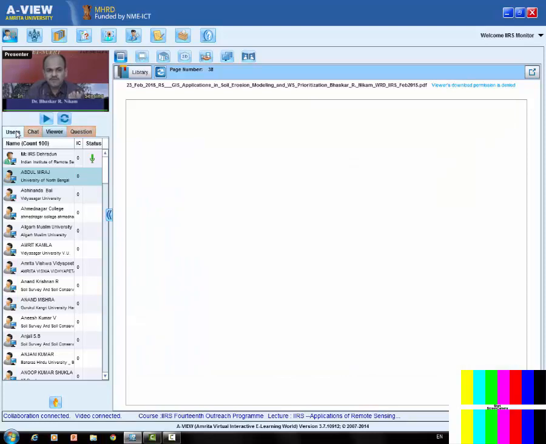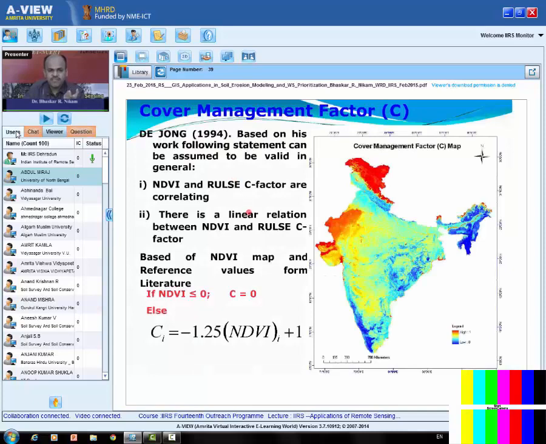What this cover management factor means is that if your vegetation is so dense that your rainfall is not penetrating to the soil, and because of that your erosion is zero, your C factor should be zero. In other words, if your NDVI is 1, which represents very thick vegetation where your raindrop cannot penetrate to the soil, then your C factor should be 0. And if your NDVI is 0, there is no vegetation on the soil, so your erosion rate will be the highest. So the C factor can be 1.